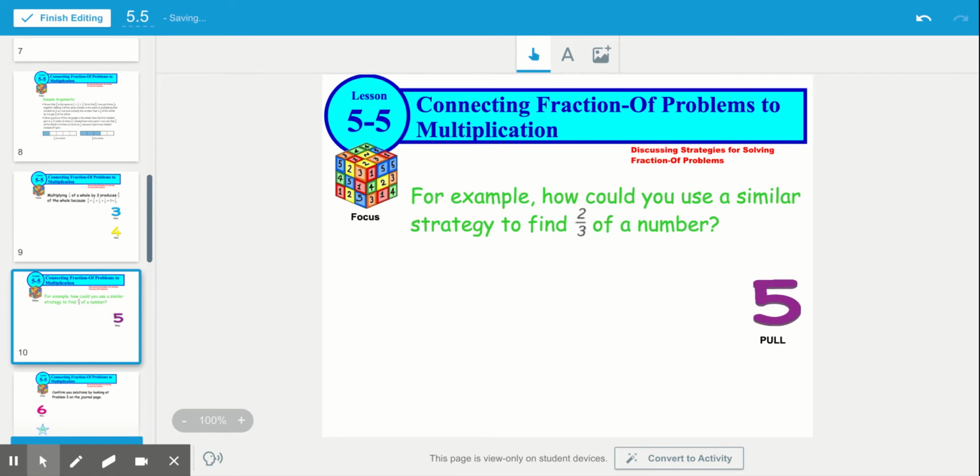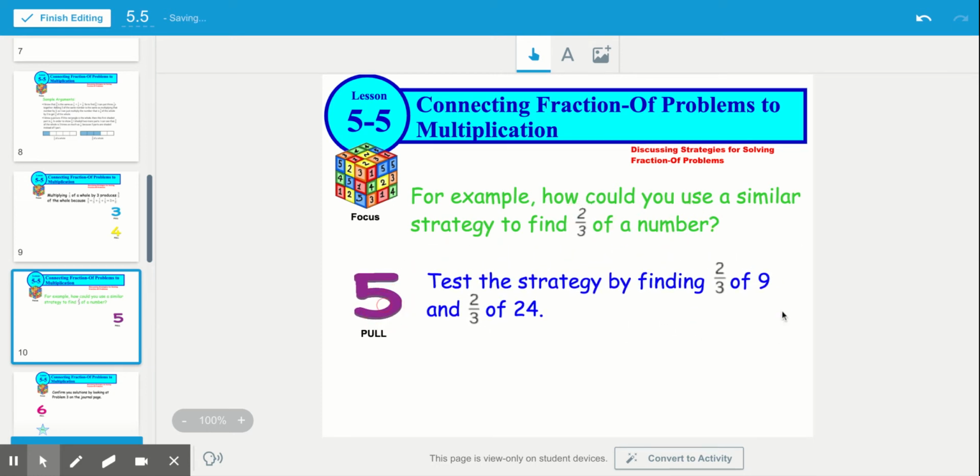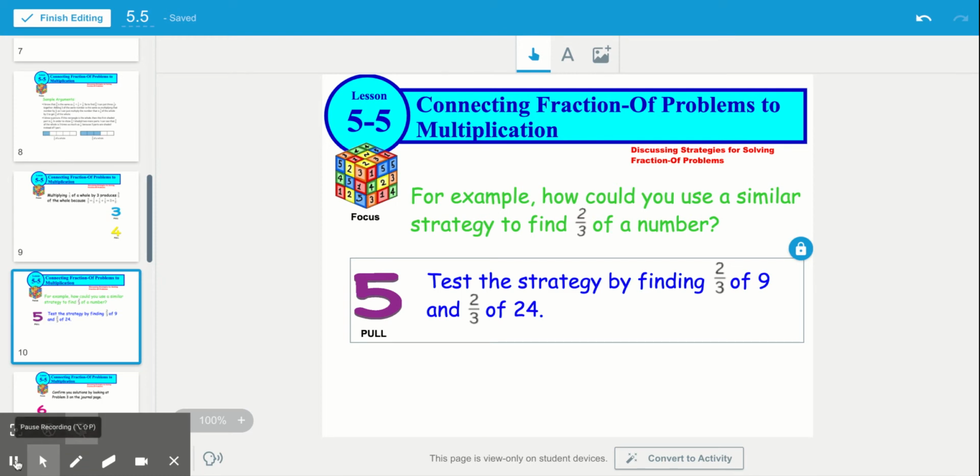So for example, how could you use a similar strategy to find 2/3 of a number? Test the strategy out. Find 2/3 of 9 and 2/3 of 24. I'd like you to pause here and use a slate or a piece of paper and use that strategy. So if we know what 1/3 is, what would 2/3 be? So pause and come back.